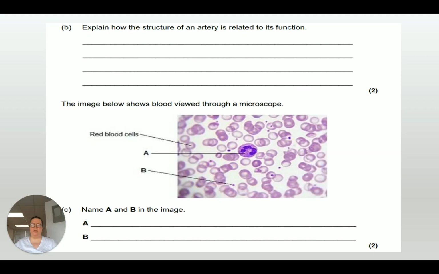So this is the last one we're going to do today. Explain how the structure of an artery is related to its function. So if you want to pause and have a little go on these questions, that's fine. Okay, so this is an explain. So we need to be thinking biology words. And we're telling the examiner information that we know, that he doesn't know, to get our marks. Explain how the structure of an artery is related to its function.